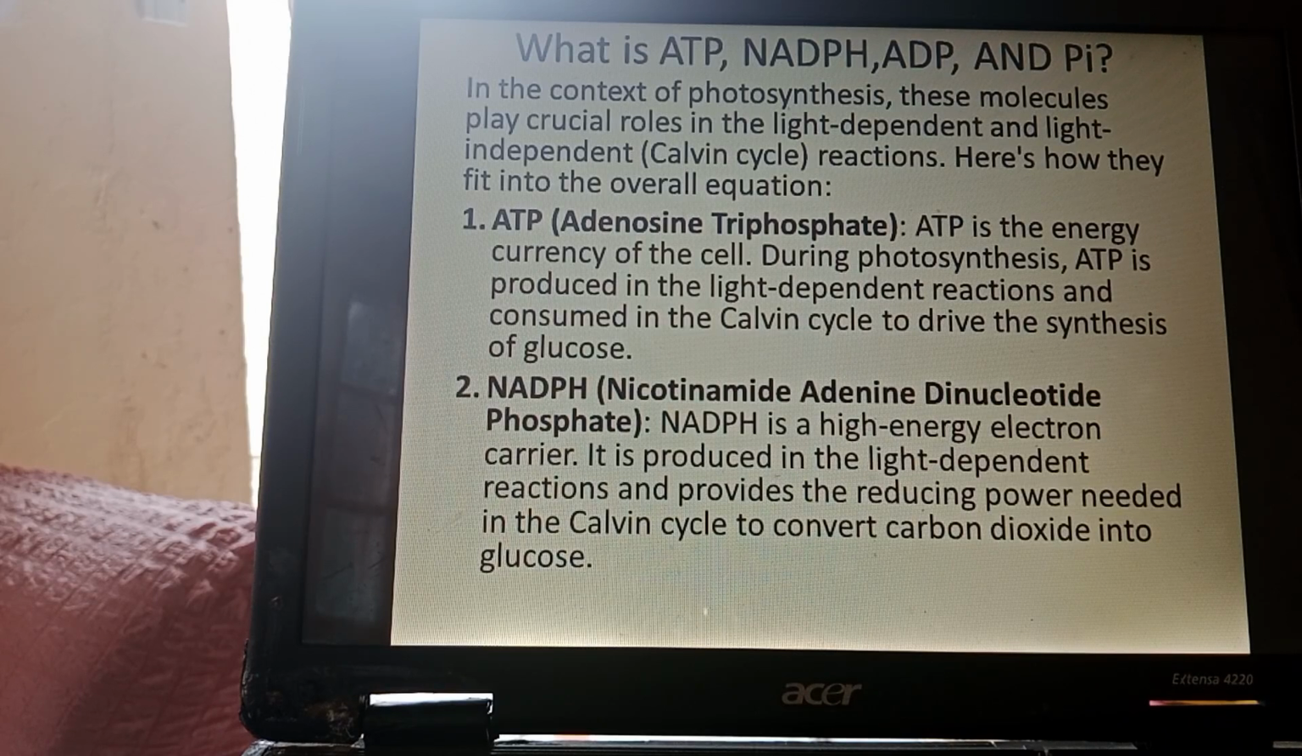NADPH, which is nicotinamide adenine dinucleotide phosphate, is a high energy electron carrier. So this one is an electron carrier. It is produced in the light-dependent reactions and provides the reducing power needed in the Calvin cycle to convert carbon dioxide into glucose.